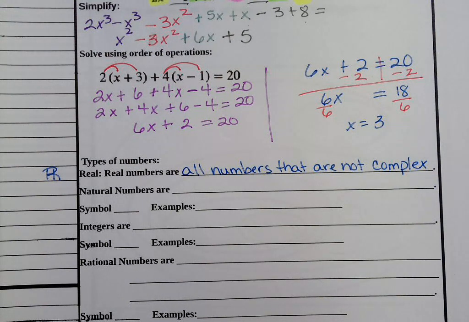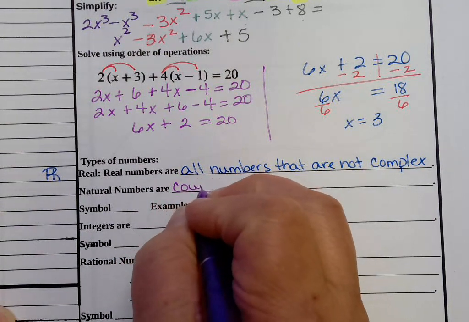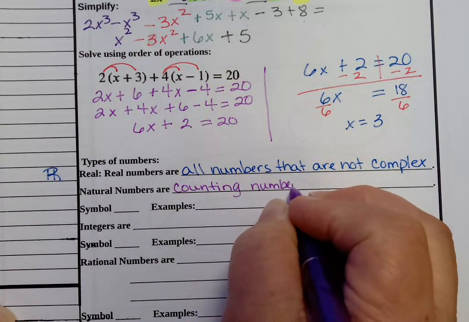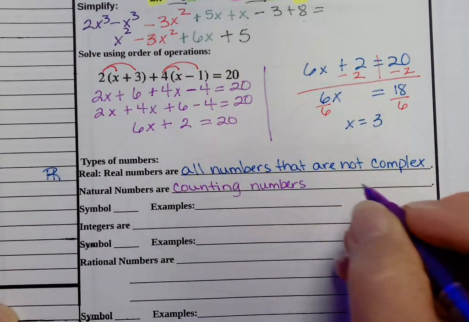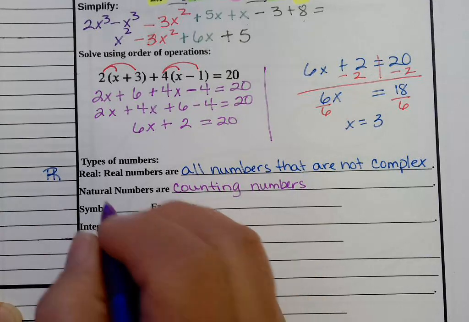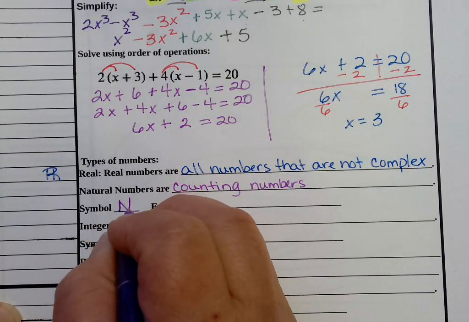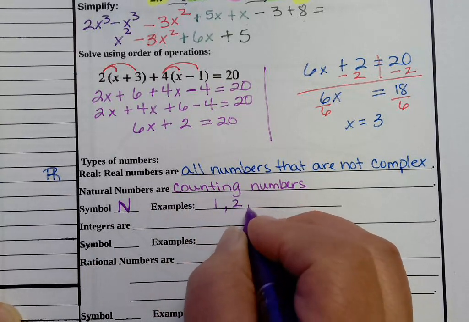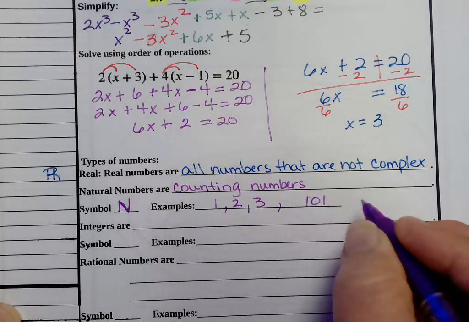We'll get into the definition of real numbers more later on, but that's the definition we're going to use for now. Natural numbers, think of when you learn to count. 1, 2, 3, that's your natural numbers. Sometimes they're also called the counting numbers. They are whole numbers greater than 0. Your symbol for natural numbers, big surprise, is an N. The examples are 1, 2, 3, 101, so forth.